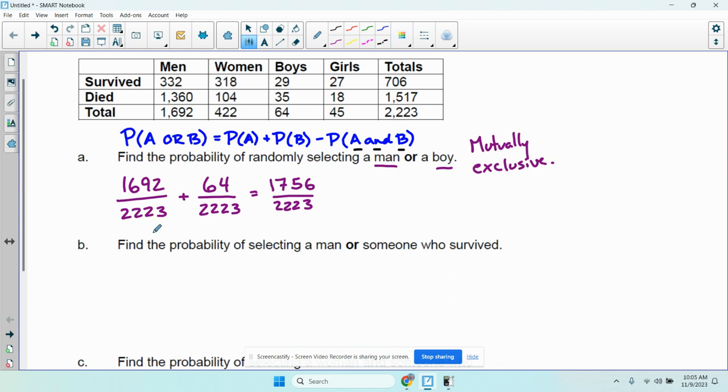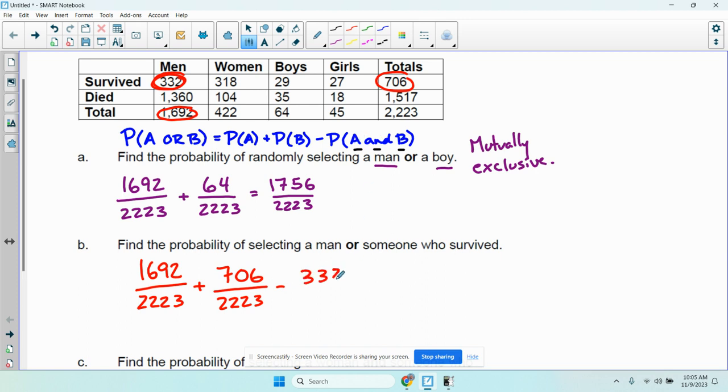Now here we're going to have overlap. So this is the probability of selecting a man, which is still 1692 over 2223, plus finding the probability of someone who survived. Anyone who survived. That's all survivors. That's the total number of survivors. But just like with the marble problem, now I've counted some people twice. I counted all the men. I counted all the survivors, which means I counted this group twice. The men who survived, men and survivors. So I have to subtract 332 out of 2223.